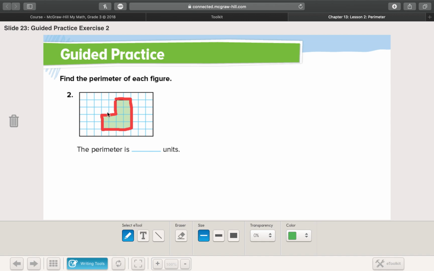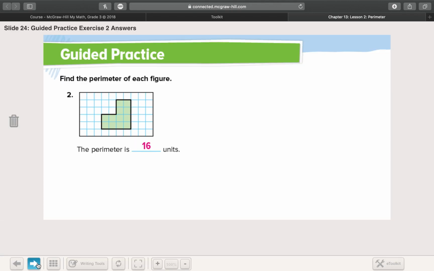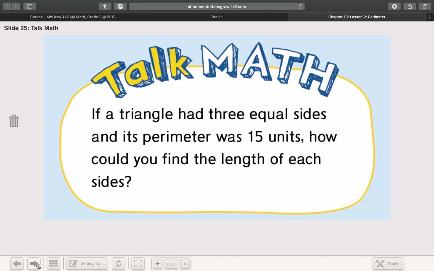Just if I wanted to, I could say, well, there's 2 here, 2 here, 2 here, 4 here, 4 here, and 2 here. And then I could add up 4 plus 4 plus 2 plus 2 plus 2 plus 2, and I would get the same answer. I would get 16. Or you could just do what I did and count all the way around. Just make sure you mark where you're starting and stopping so you don't count one of the squares twice. Okay, let's check our work. 16 units is correct.